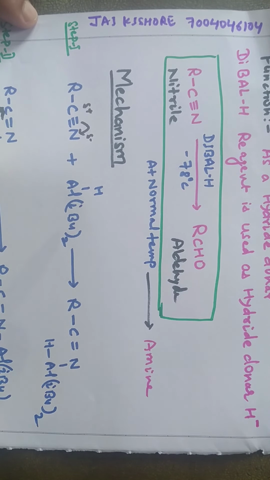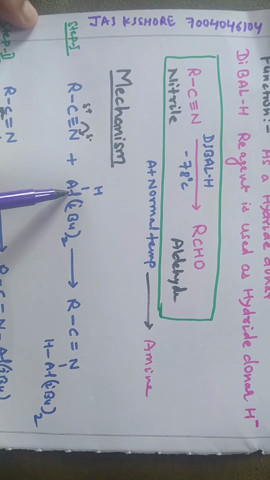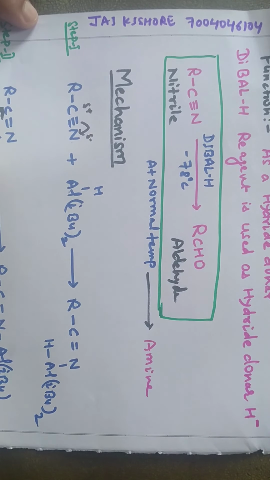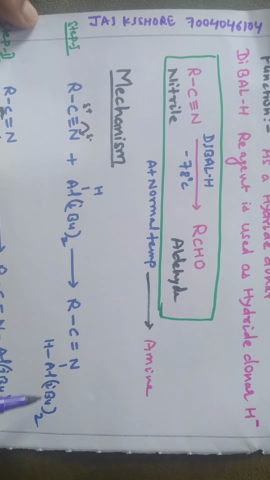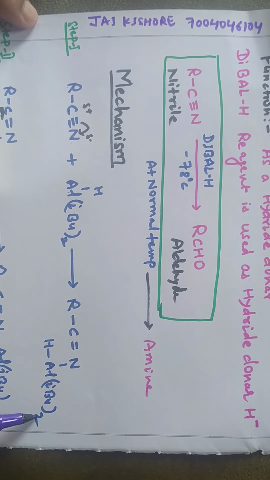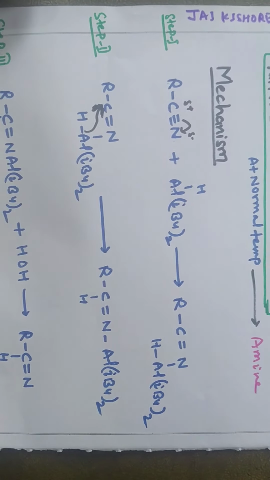Now after that, this aluminum will join to the nitrogen, because nitrogen is electronegative and has a lone pair of electrons, which, as you have seen, is donated to the vacant orbital of aluminum. So nitrogen and aluminum will join together. Here you can see R-C-N-Al with the diisobutyl groups. Now in step 2, what happened?